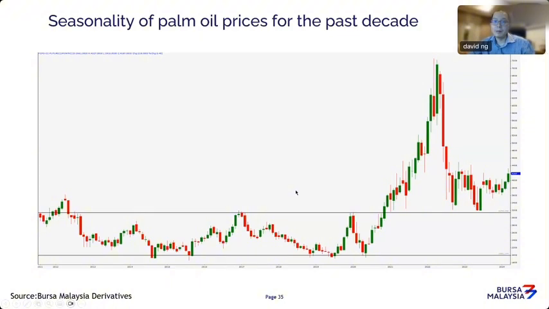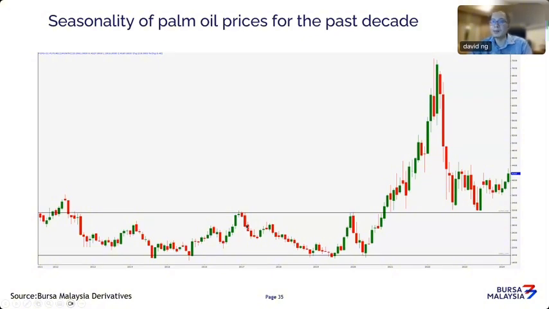Now, this is basically the seasonality of the palm oil market for at least the past decade or so. You can clearly see it's very clear. Palm oil prices tend to do well towards the third and fourth quarter, in fact even the first quarter. In the second and third quarter, prices normally tend to be weaker. These are all monthly candle bars, and you can clearly see during the middle of the year, CPO prices tend to be weaker.